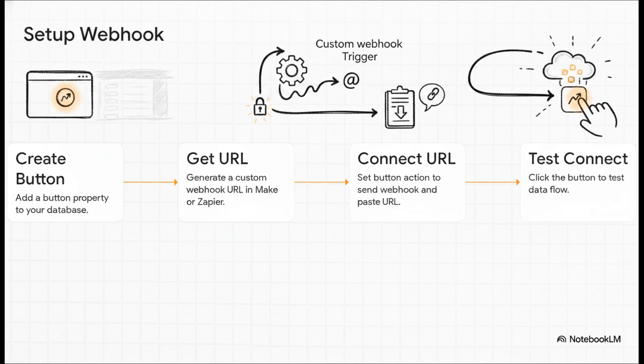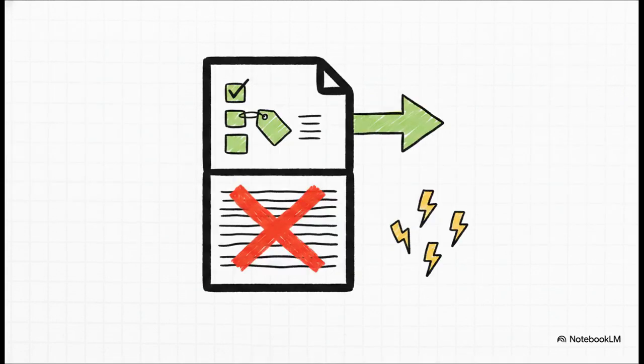You grab that URL, bring it right back into Notion, paste it into your button's Send Webhook action. And then, step 4, you just give it a click to test the data flow. That ensures it seamlessly hits your external tool. Now, let's talk about the payload, meaning what exactly Notion sends behind the scenes when you actually click that button.